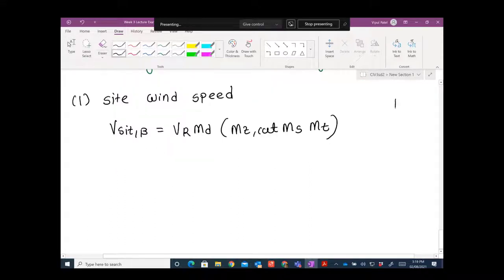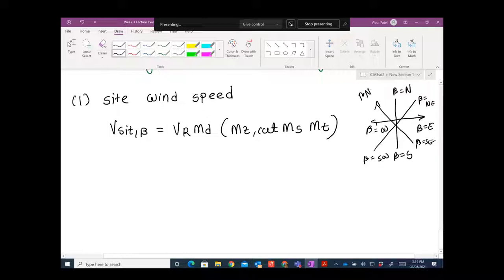So this beta has different values. Beta equal to north, beta equal to south, beta equal to east, and beta equal to west. And then you have beta equal to northeast, beta equal to southeast, beta equal to southwest, and beta equal to northwest. So that is 8 different betas representing 8 cardinal directions. Okay, that you have typically 8 directions.